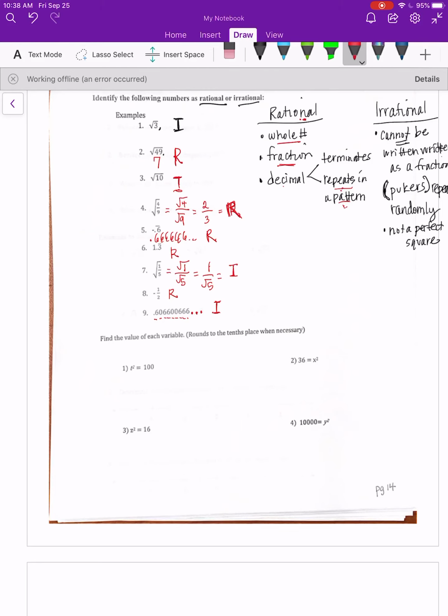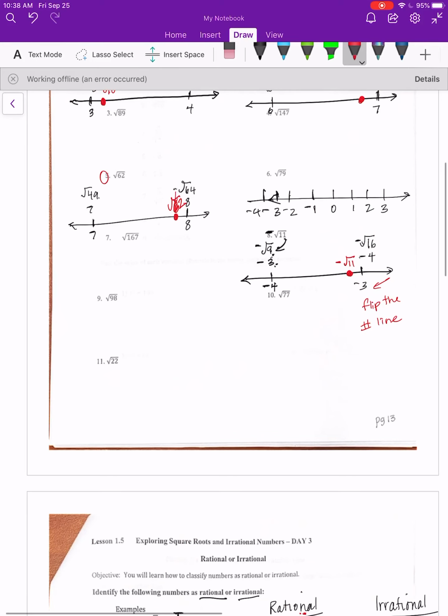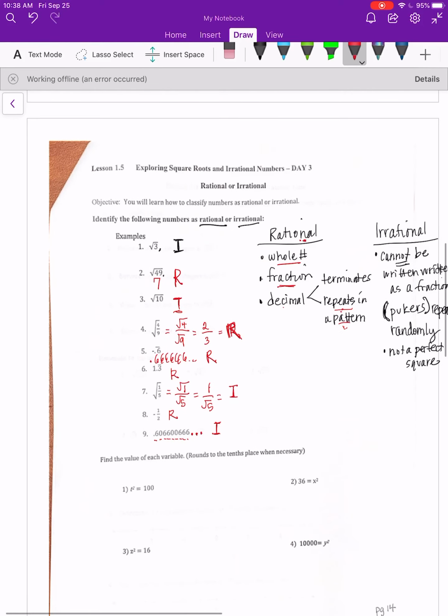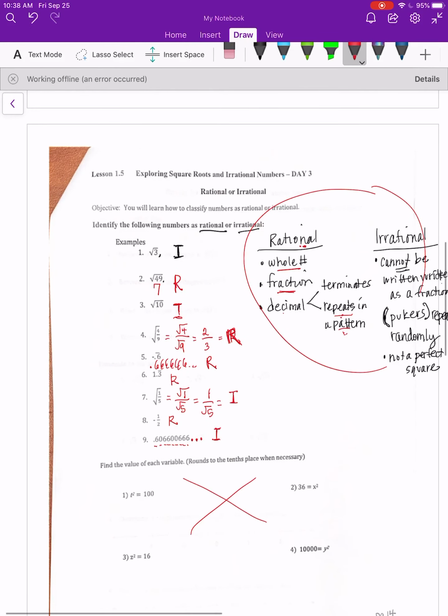So rational, irrational, and placing things on number lines. Use this to kind of help. And we're not worried about this. Good luck.